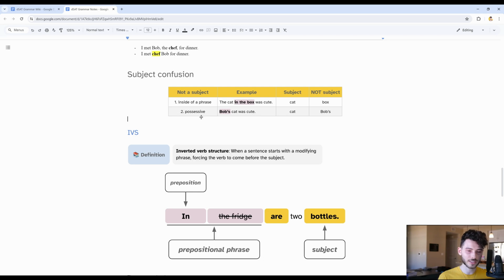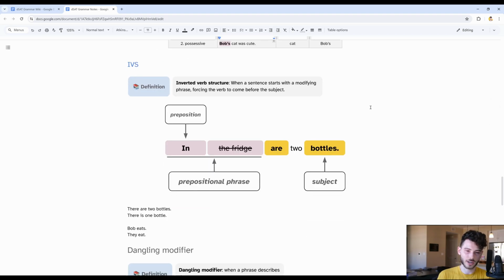The other version of this is possessive. A possessive is, for the purposes of the DSAT, never going to be a noun. It's just a weird, fancy adjective. Bob's cat was cute. Bob's is an adjective, giving us extra information about the cat. So the subject is cat. If you read the sentence, you would never think that Bob was cute. So you can just use your common sense for this one.